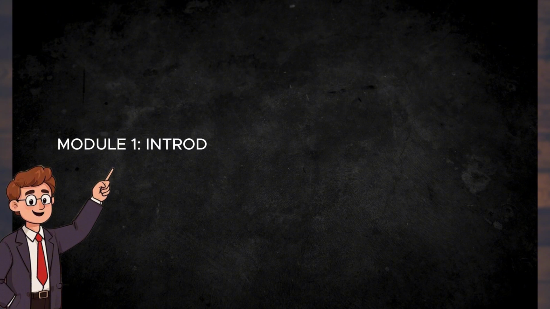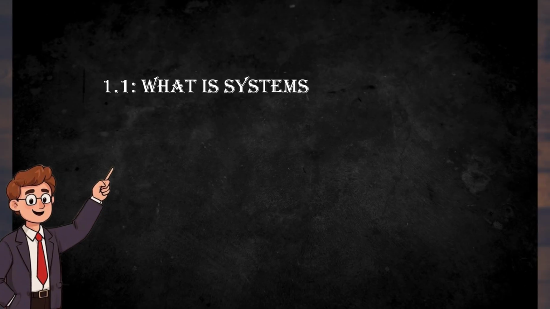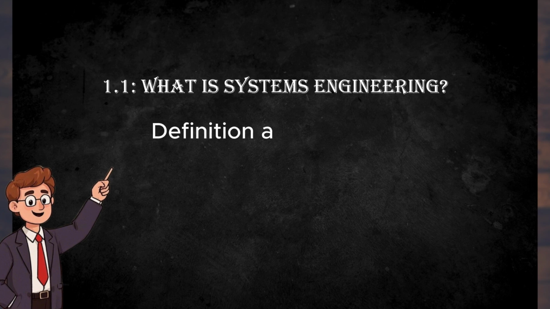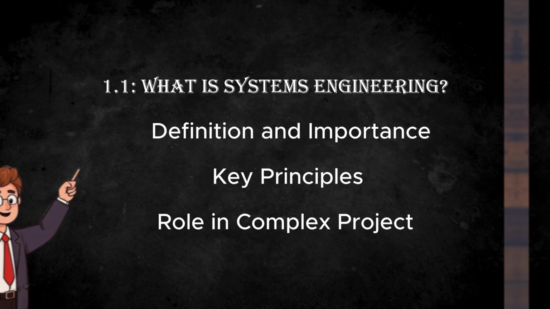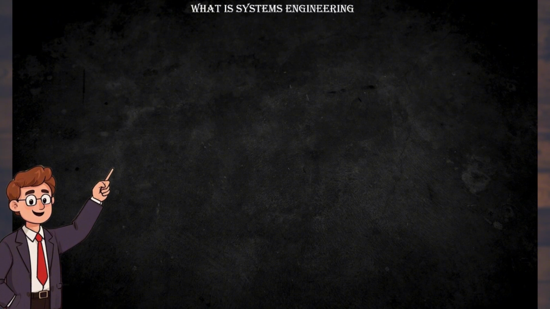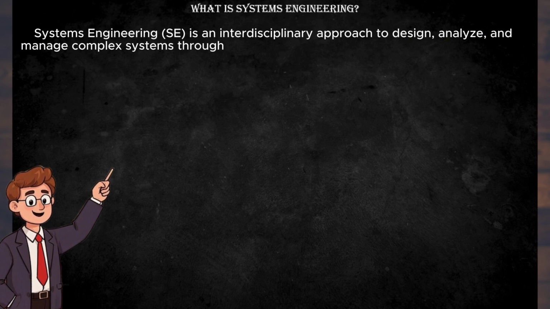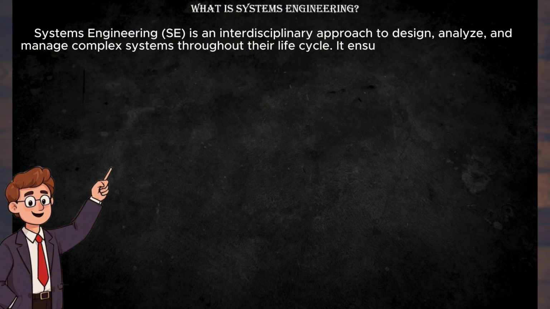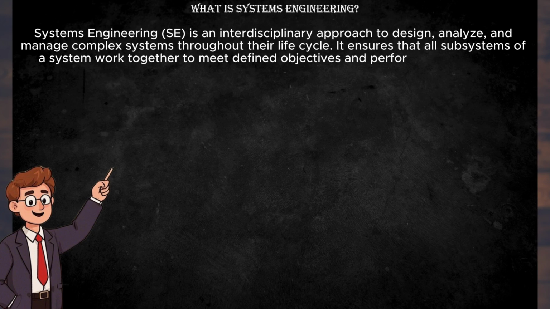Module 1. Introduction to Systems Engineering. 1.1. What is systems engineering? Definition and importance. Key principles, role in complex projects. What is systems engineering? Systems engineering, SE, is an interdisciplinary approach to design, analyze, and manage complex systems throughout their life cycle. It ensures that all subsystems of a system work together to meet defined objectives and performance standards.